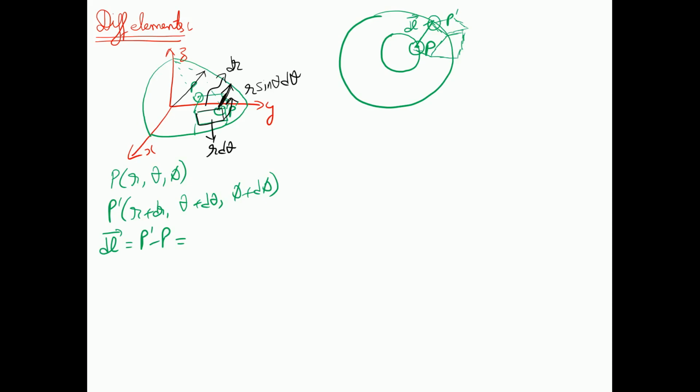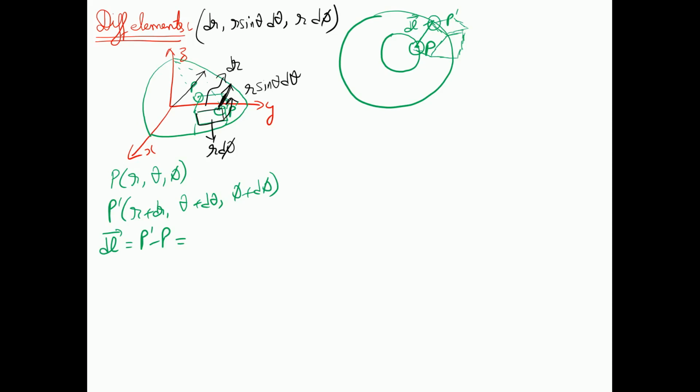So this is basically what we have. So this is r d phi. So the differential element comes out to be dr, r sine theta d theta, and r d phi. So these are the elements for the spherical coordinate system.